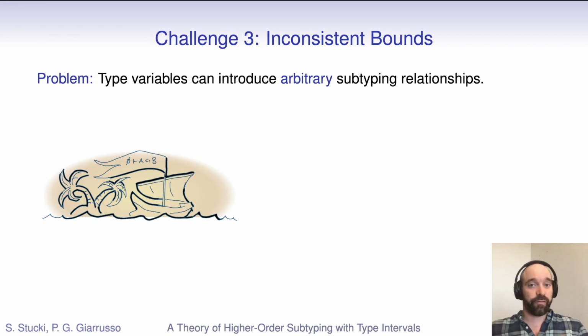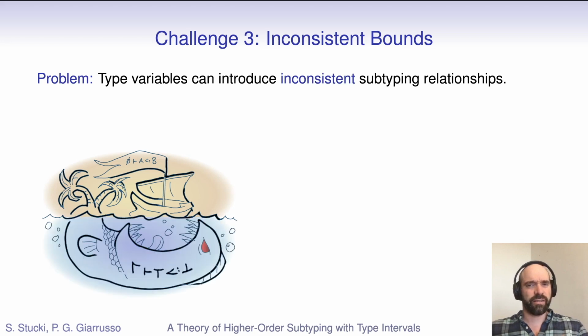This is a really powerful type system feature, and it can be used for good, but it also has a dark side, because we can reflect inconsistent subtyping rules into the subtyping judgment and break type safety. Let's have a look at an example to see how this works.